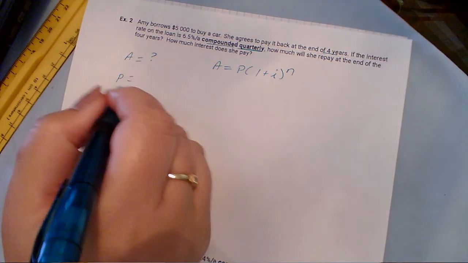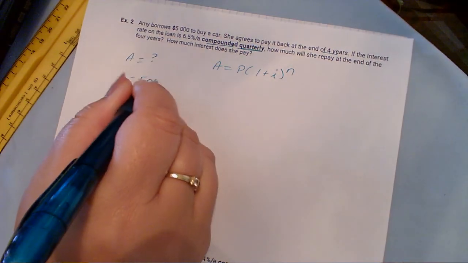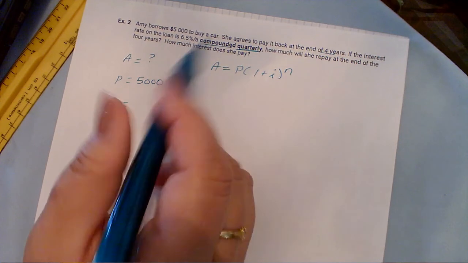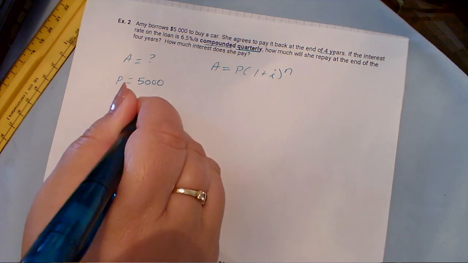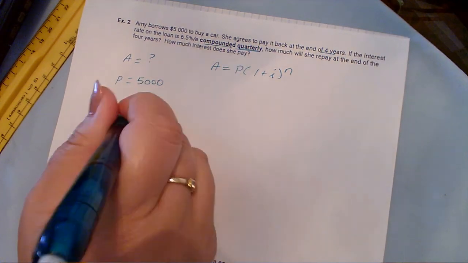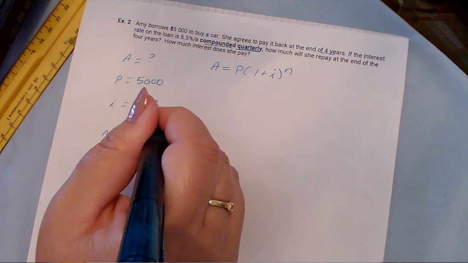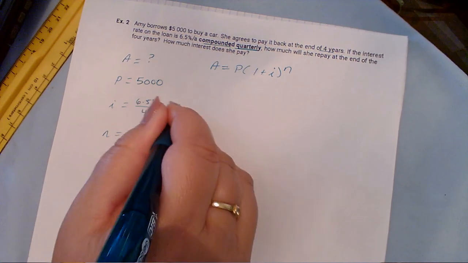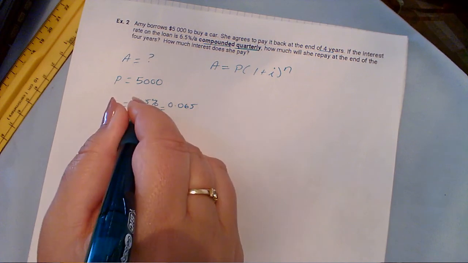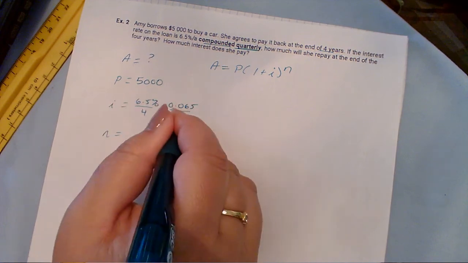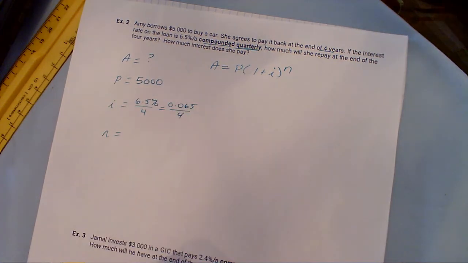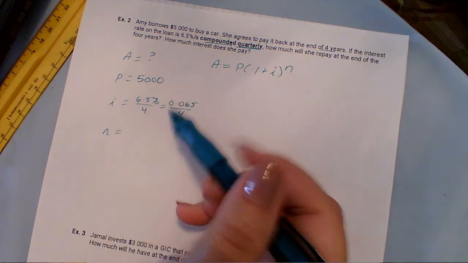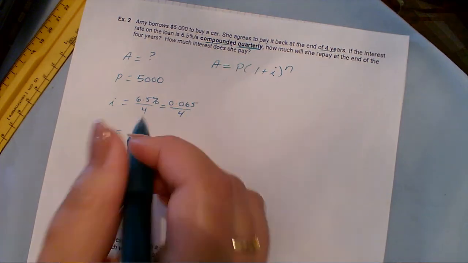Do we know the original amount? Yes, $5,000. Do we know the interest? 6.5%. And it's going to be divided into 4 equal portions. So remember, convert percents to a decimal, divide by 100, 0.065. I'm going to keep it on top of a 4 because it was compounded quarterly. So we divide by 4. Quarterly, 4 times a year.